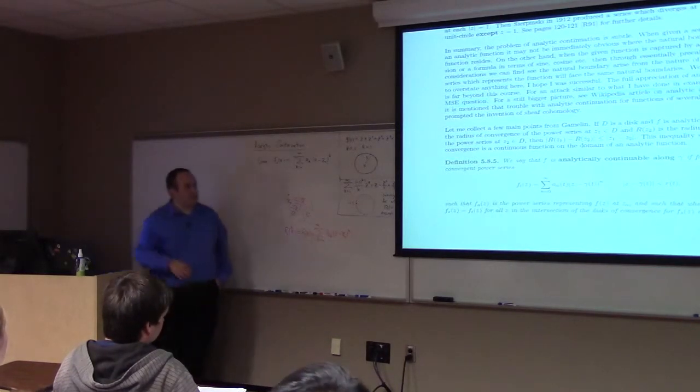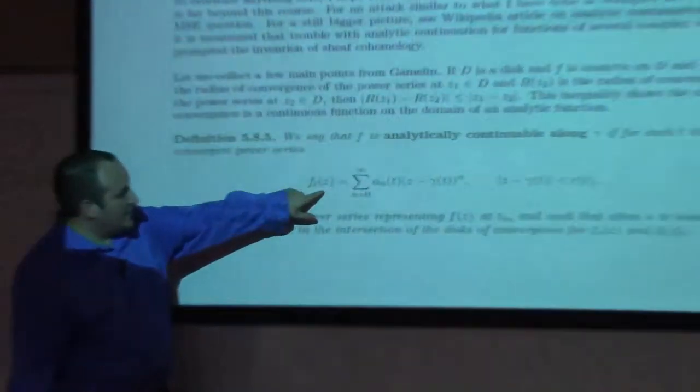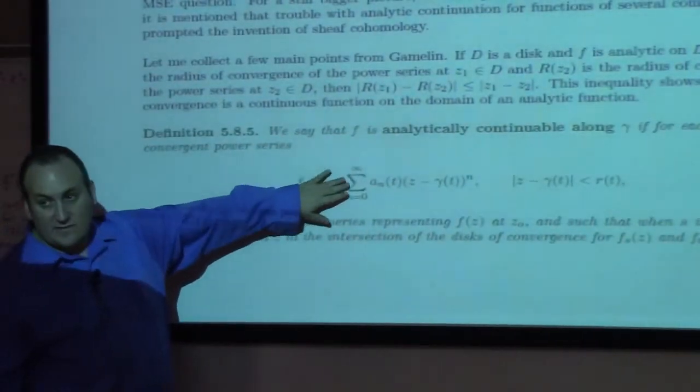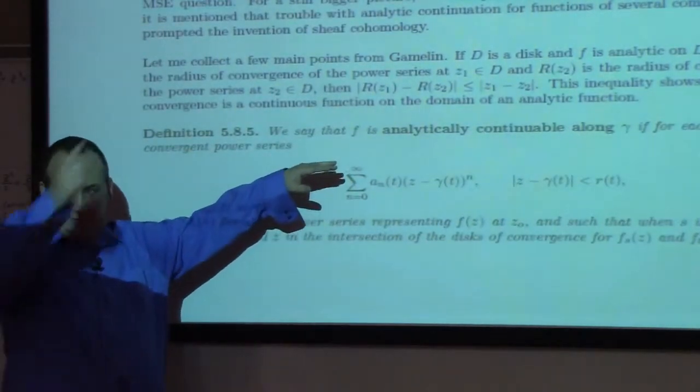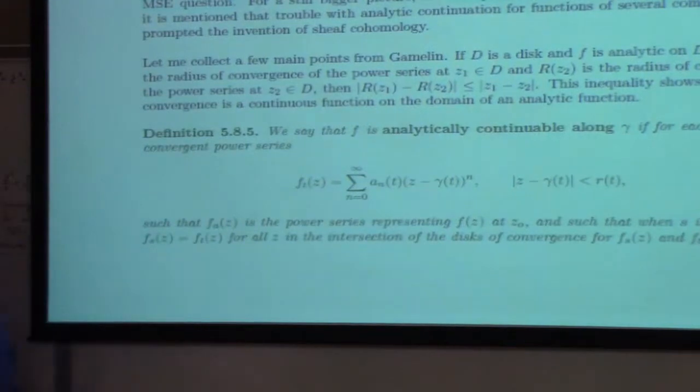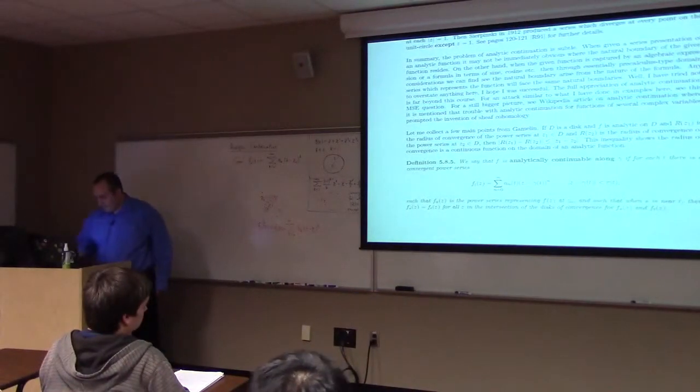Anyway, here's a better notation for the program of analytic continuation. This gives you how to analytically continue along a path, basically. This is just, instead of using a discrete number of points, sort of a continuum idea of the same thing. Anyway, it's a very interesting topic.